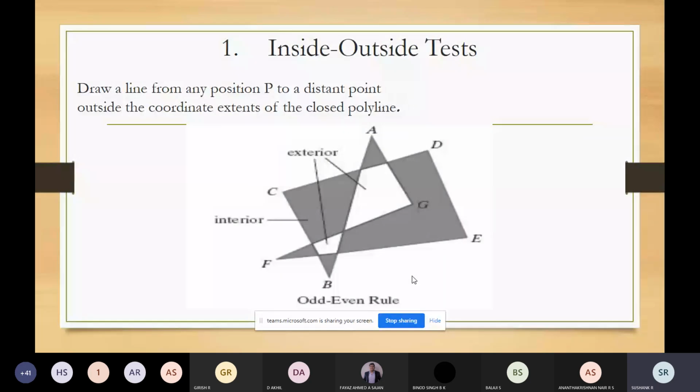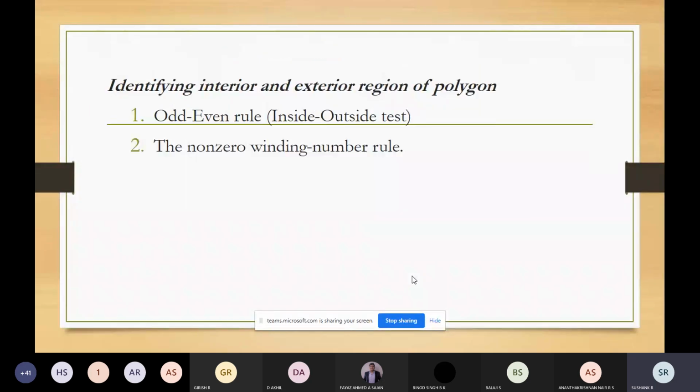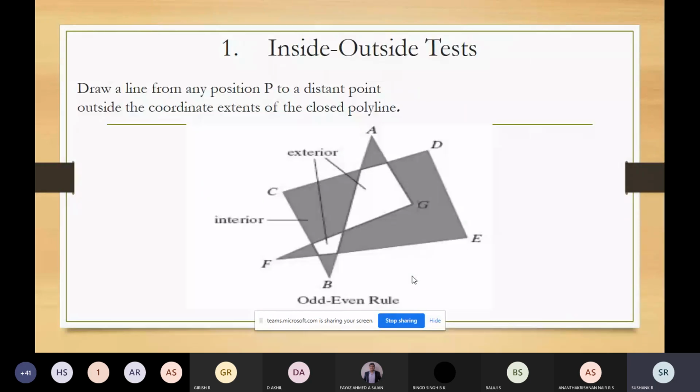The first method is the inside outside test, which they also call the odd even rule. See, here I have written it as the odd even rule. It is also called the inside outside test because this test is done to decide whether the region is inside the polygon or outside the polygon. So how does this rule work?